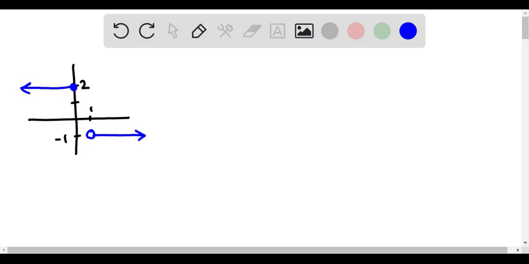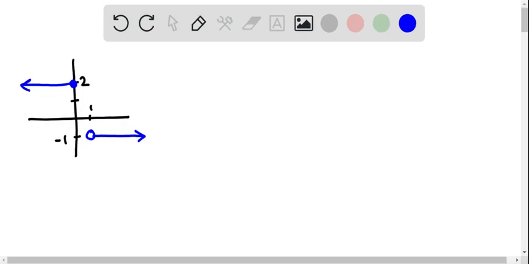Okay, we're going to start by writing the rule, the piecewise definition for this graph. Notice it has two pieces, so we're going to write f of x equals and then have an open brace and leave room for two rows, one for each piece. So let's start with the piece on the left.